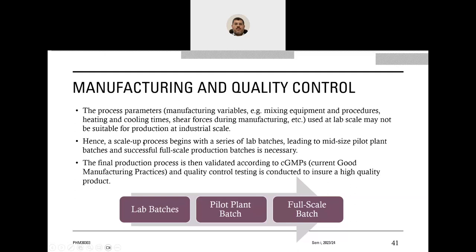Okay. So the scale-up process begins with a series of lab batches leading to a mid-size pilot plant batch. You increase the batch size gradually until a successful full-scale production batch. For example, your tank capacity for the emulsion here is, say, 200 liters. But in the lab, you used to make 1 liter or 500 ml. So you start with the minimum amount that can be used in this tank. You increase to, for example, 50% filling of the tank, and then full tank after this, or full capacity. The final production process is then validated according to current GMP manufacturing practices, and quality control testing is conducted to ensure a high quality product.